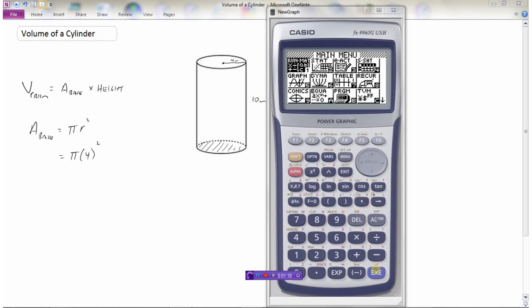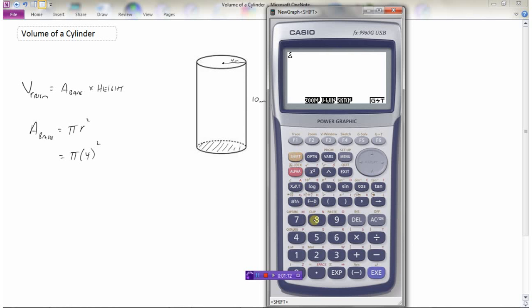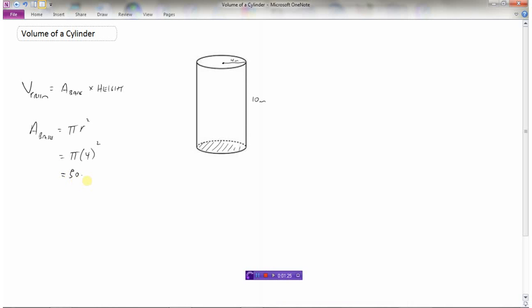So getting the calculator out, pi times 4 squared, pi r squared, would be 50.27. So the area of the base would be 50.27 meters squared. So that's how much area the bottom is, and I just need to multiply that by the height because this circle has been stretched that far.